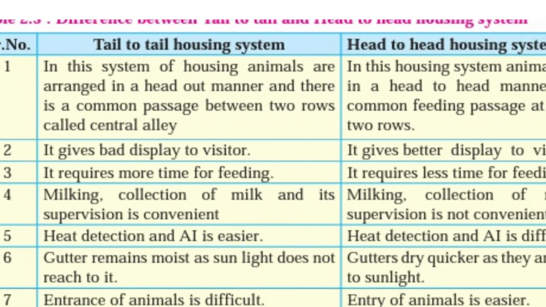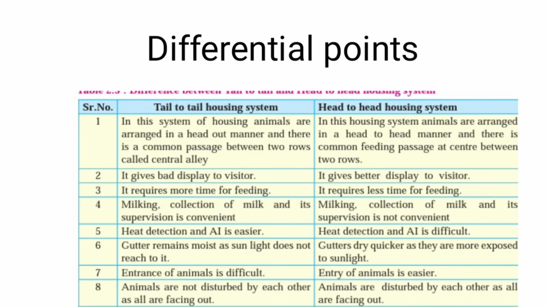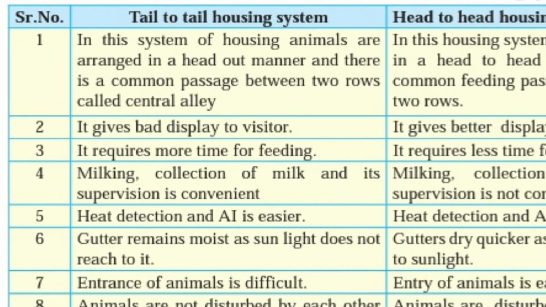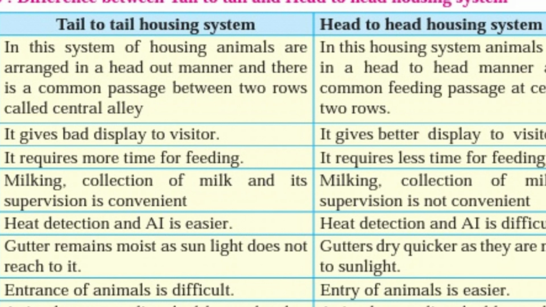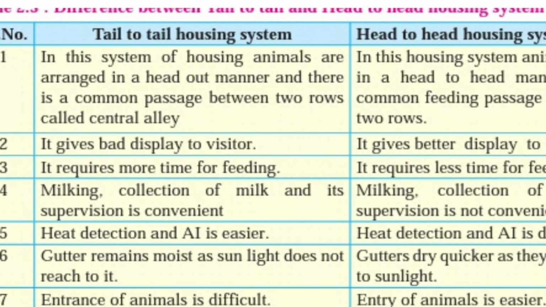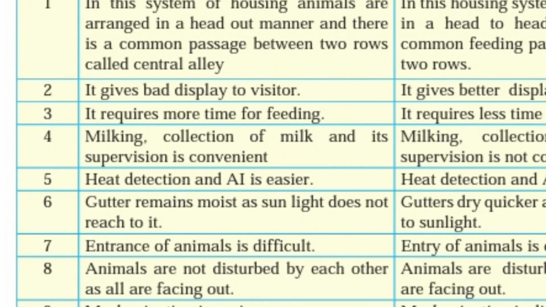As compared to head to head housing system, it gives better display. Then the time for feeding, or labor for feeding, is more in case of tail to tail housing system. In head to head housing system, the time required is less. Then milking, collection of milk and its supervision is convenient in tail to tail housing system, and it is not convenient in head to head housing system.